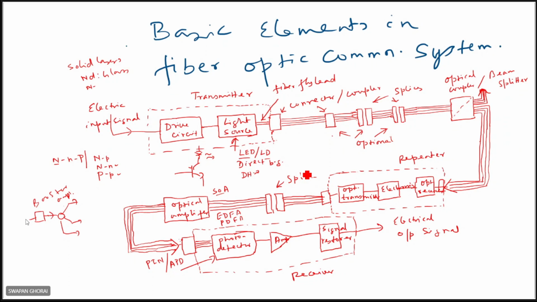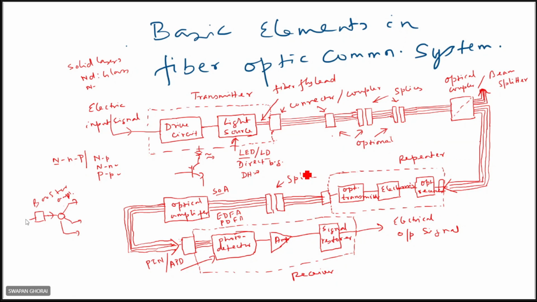Apart from this, some other elements are also there, that we will see. That can be fiber Bragg gratings, add drop multiplexers, filters, tunable lasers. So many components are there. Slowly we'll be learning all those things, right? But they are the basic elements required if you establish an optical fiber link, right?